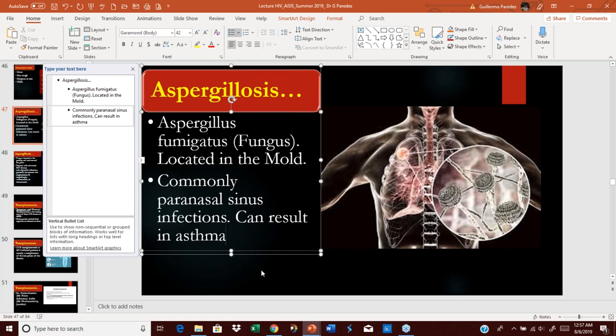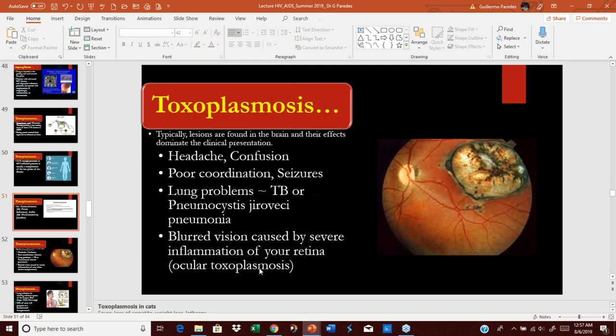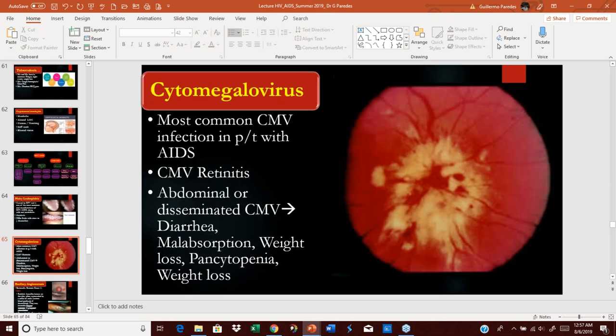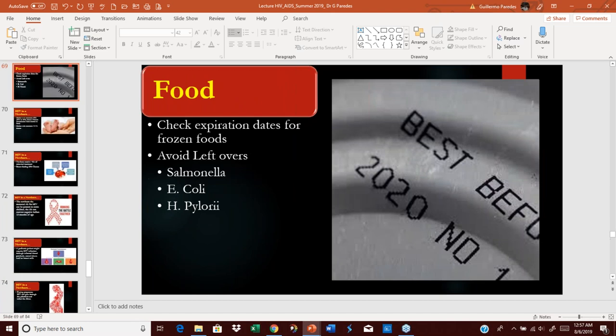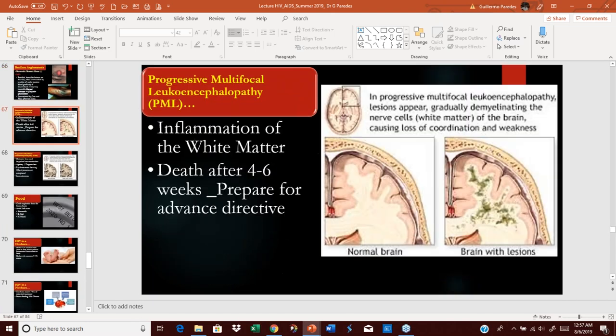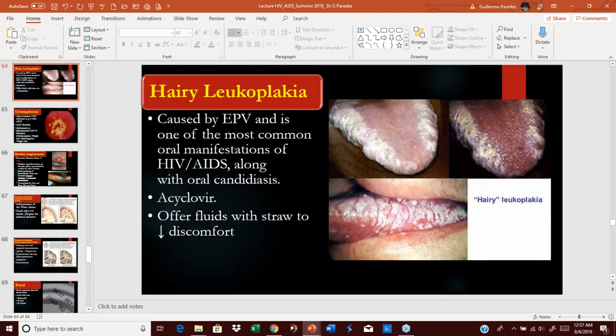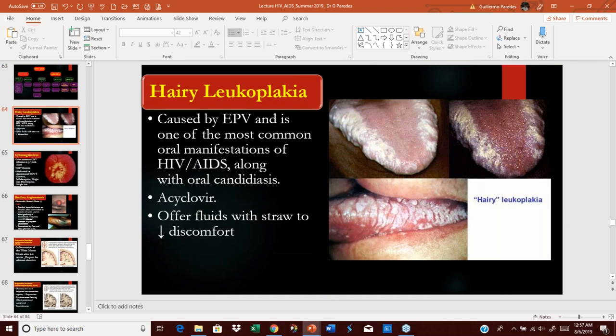Patients who have hairy leukoplakia, that is one of the latest stages. Hairy leukoplakia is one of the presentations of AIDS that is going to be seen in the end stage disease of the patient.